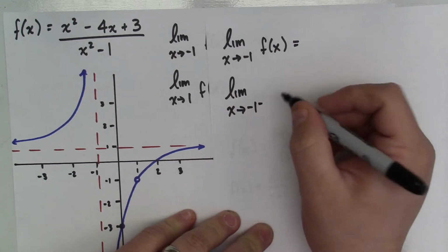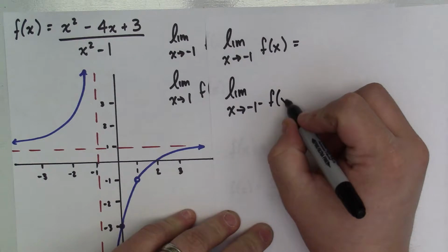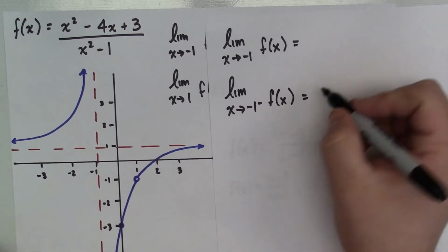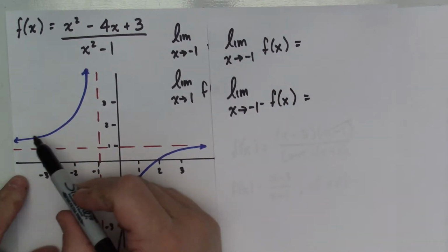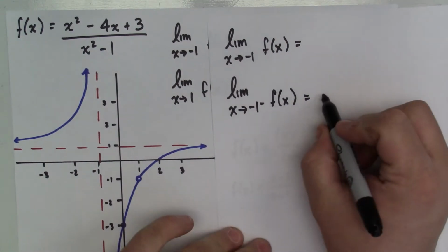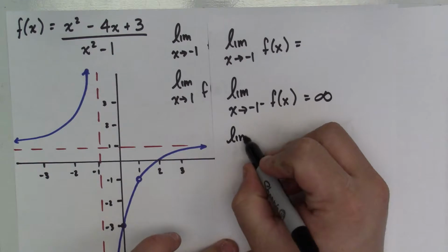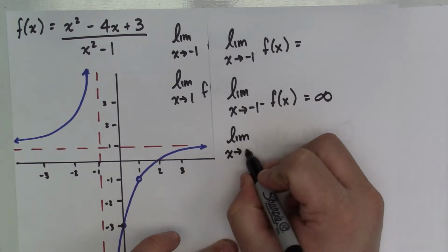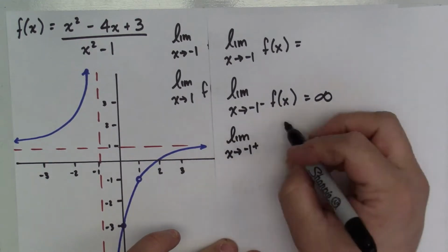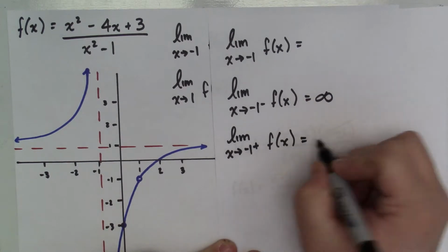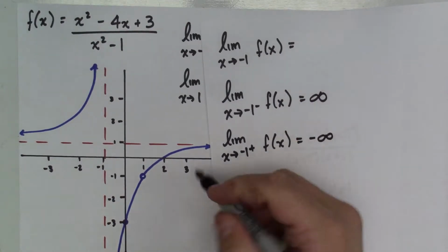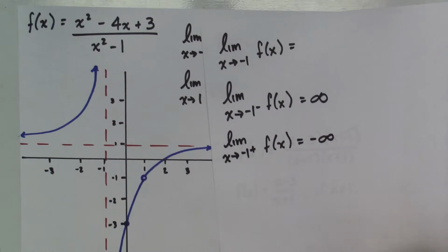So if I look at the limit as x goes to -1 from the left, so I'm coming over here from the left, I'm increasing, and I'm blowing up to infinity. And if I look at it as -1 from the right, this one is going to -infinity because it's blowing up and going down. That one's pretty straightforward, I am hoping.